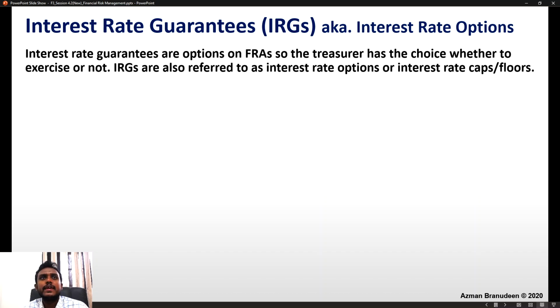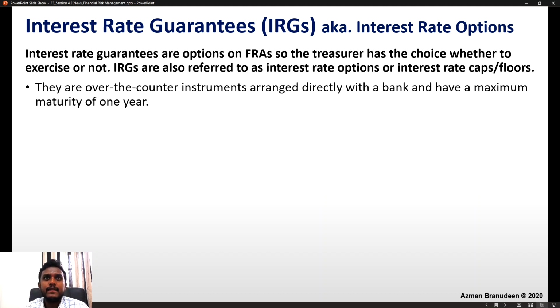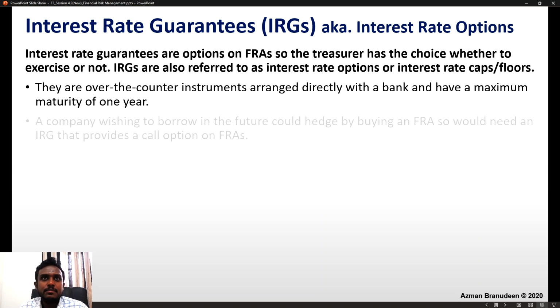On FRAs, interest rate guarantees are options on FRAs, so the treasurer has the choice whether to exercise it or not. IRGs are also referred to as interest rate options or caps or floors. They are over-the-counter instruments arranged directly with a bank and have a maximum maturity of 1 year. So basically, if you have interest rate options on FRAs, they are OTC. If you have interest rate options on futures, they are exchange traded. They have a maximum maturity of 1 year.